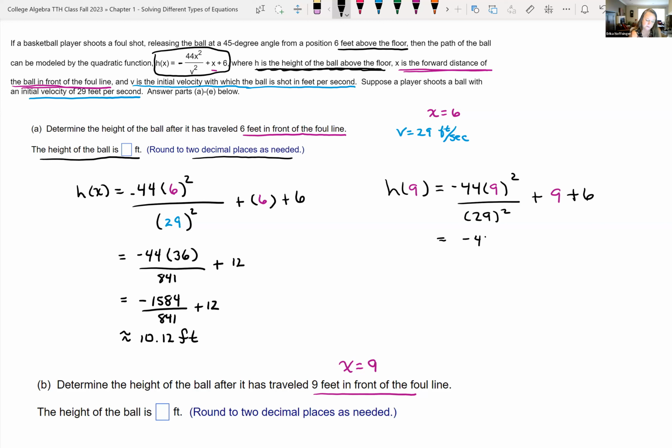So we get negative 44 times 9 squared. Well, 9 squared is 81, all over 29 squared, which we saw was 841, plus, well, 9 plus 6 outside of that fraction is 15. So we get negative 44 times 81, divide that result by 841, and then add 15. And we get approximately 10.76 feet. The curly equal sign means approximating.